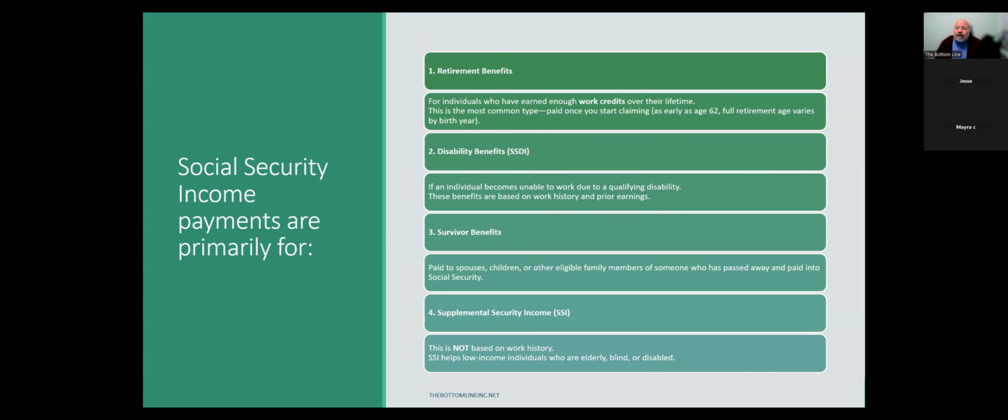So for Social Security, it's basically retirement benefits. They've worked enough in their lifetime, and depending on your income during your lifetime, how much Social Security was withheld will determine how much Social Security you receive. So you have to be over the age of 62. You can start taking Social Security at the age of 62.